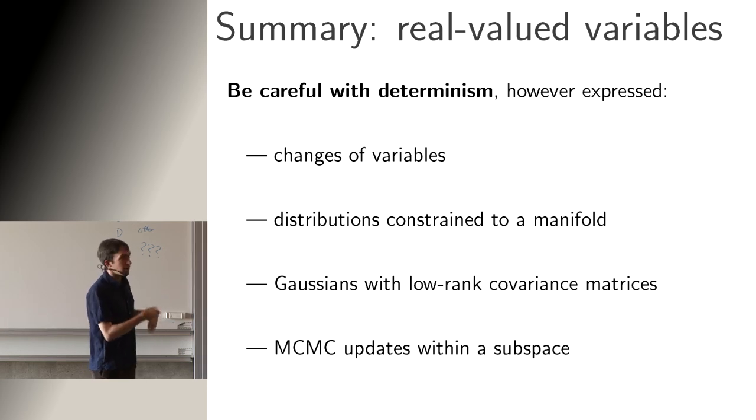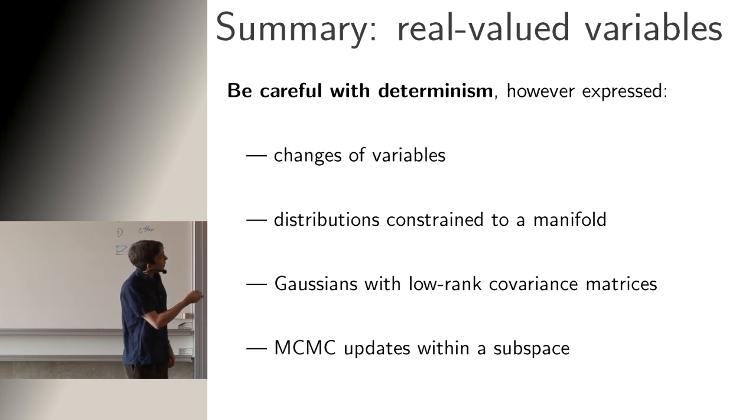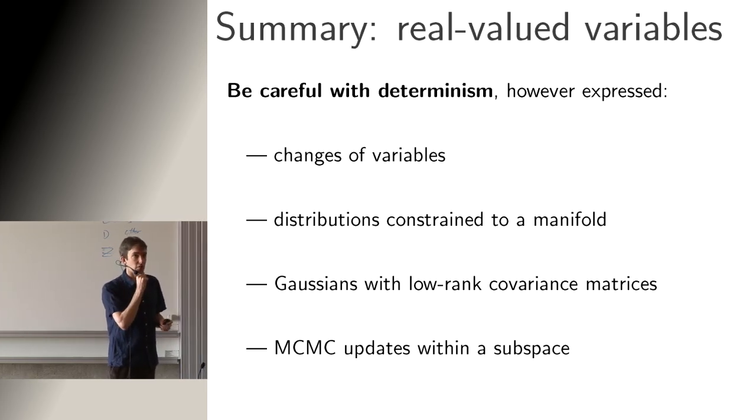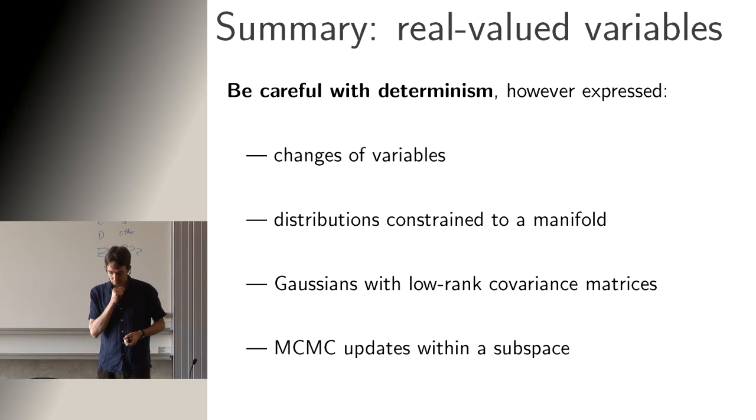Gaussians with low-rank covariances also have infinite density. Whenever you do Markov chain Monte Carlo, where there's some sort of hard constraint, you're following some deterministic dynamics, or you're constrained to do your update in a subspace, then you have all of the technical issues that I've been describing, and you have to be a bit careful.